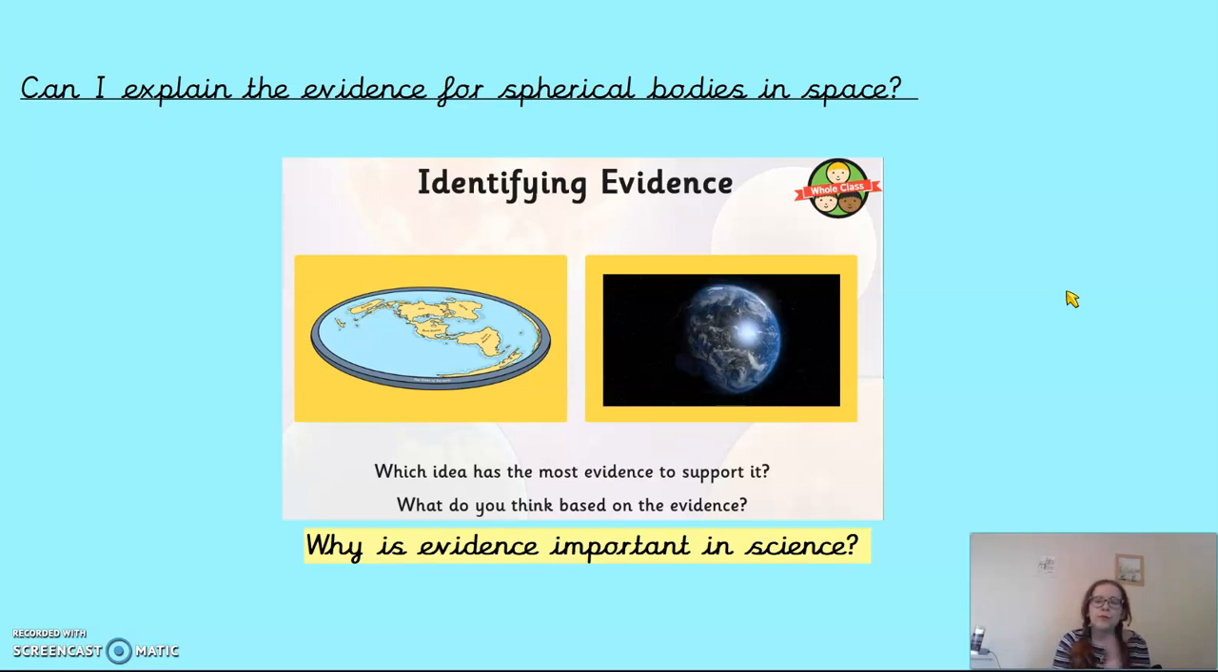So you've got 3 questions to answer here. Number 1, which idea has the most evidence to support it? Number 2, what do you think? What is your opinion based on the evidence in front of you? And number 3, why is evidence so important in science? Why do we need to prove what we know? Why can't we just make a decision and stick to it and not use any evidence? I'd like you to write that down for me on your paper or in your book. And when you've done that, we'll move on to the rest of your activities today.